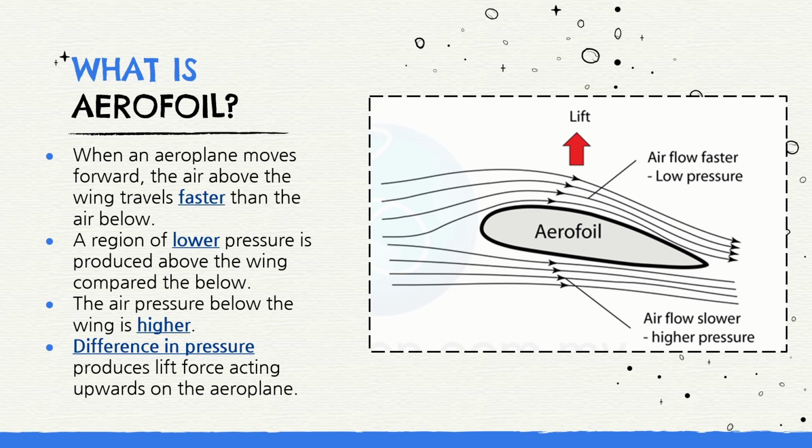How does an aerofoil work? When an airplane moves forward, the air above the wing travels faster than the air below. A region of lower pressure is produced above the wing compared to below. The air pressure below the wing is higher, and we know that the higher pressure region will move to the lower pressure region. Hence, the difference in pressure produces the lift force acting upwards on the airplane.